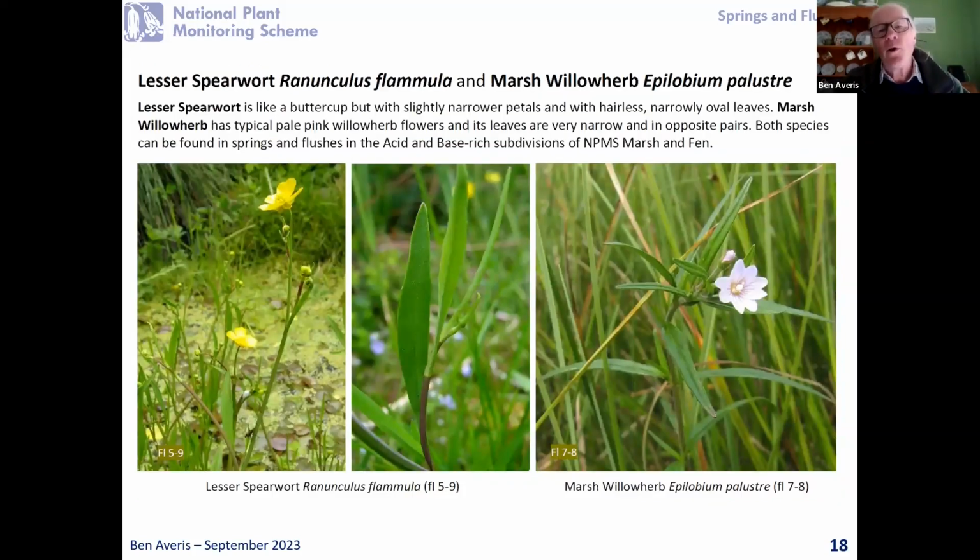And these two are very common in acid flushes and some springs as well. But they also will grow in the more base-rich ones as well, but probably slightly more on the acid side. They straddle them really. Lesser spearwort: this is like a buttercup with very narrow, simple-looking leaves and slightly narrower petals than the usual buttercups. And the marsh willowherb, a typical willowherb-looking thing, but the leaves are very, very narrow compared with most other willowherbs. So they're common wetland species straddling acid and base-rich NPMS subdivisions of marsh and fen.